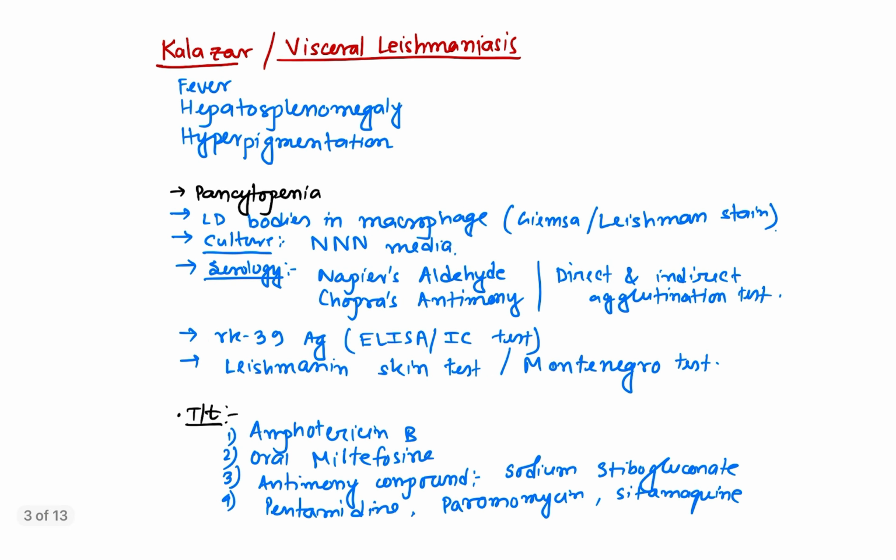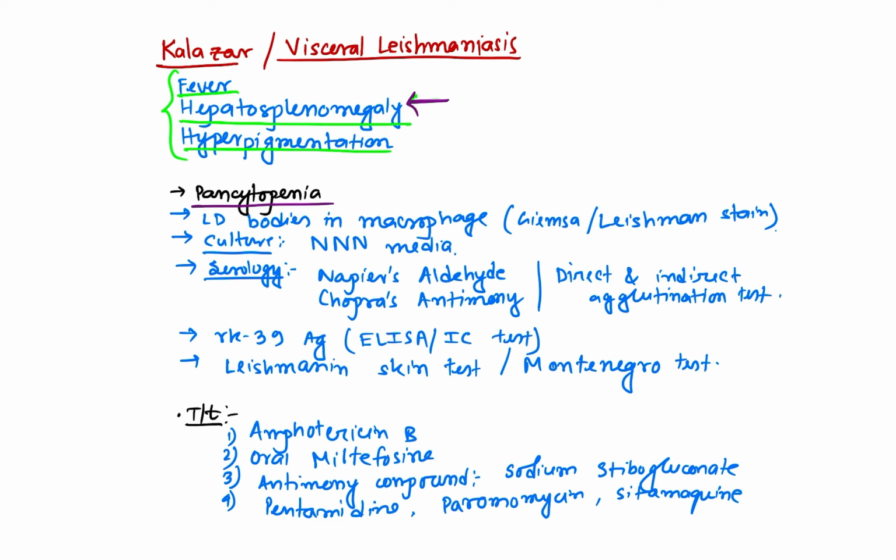So this Kala Azar can present with various signs and symptoms like fever, hyperpigmentation or blackish discoloration of skin, hepatosplenomegaly or abdominal distension. So abdominal distension was because of hepatosplenomegaly. This is the usual presentation, and the blood picture usually shows pancytopenia, decreased RBC, WBC, platelet series. In laboratory diagnosis, this will help.